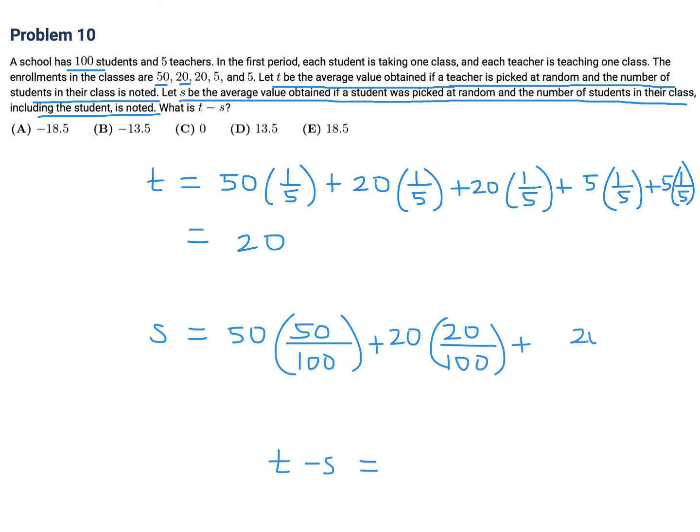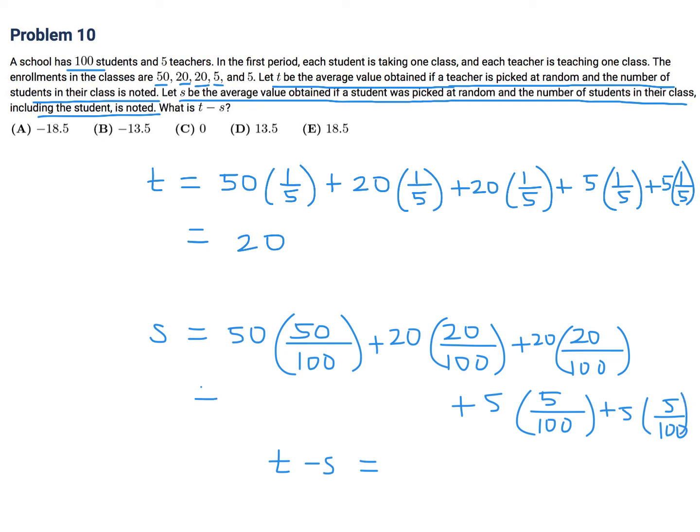Similarly, the next one is pretty much exactly the same. And then the final class, the probability of being from that class is 5 out of 100. The number of students in that class is 5. And the last one is exactly the same. When you crunch these numbers, you get 33.5. And therefore, T minus S is 20 minus 33.5, which is negative 13.5. And therefore, the answer to number 10 is B.